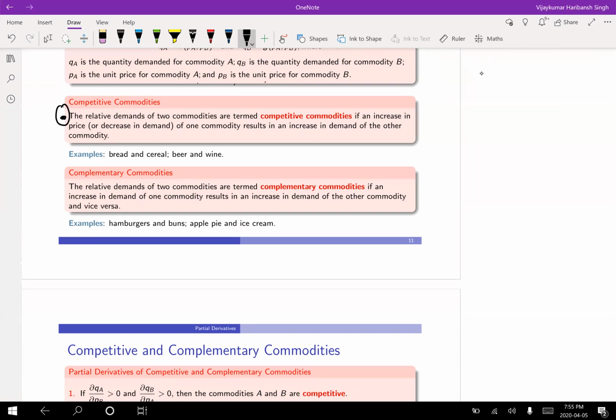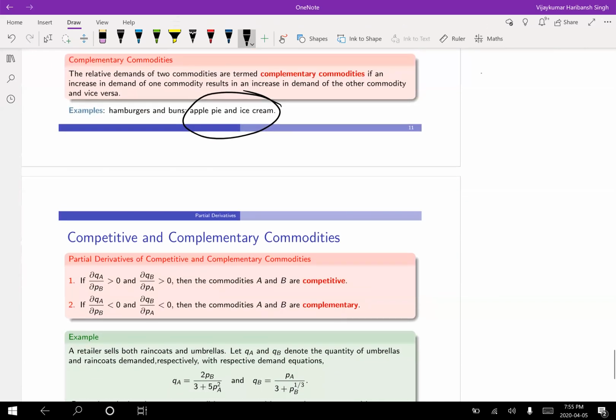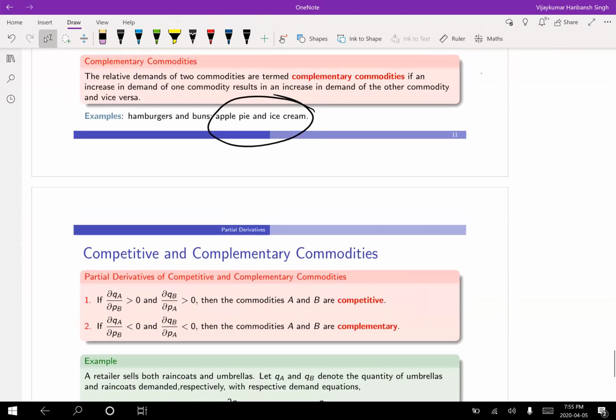Similarly, the relative demands of two commodities are termed complementary commodities if an increase in demand of one commodity results in an increase in demand of the other commodity and vice versa. For example, hamburgers and buns, and apple pie and ice cream, right? Both are used together. So if the demand of one increases, then the demand of the other increases as well. Similarly, if hamburger demand increases, then the bun demand also increases. So here's a setup.